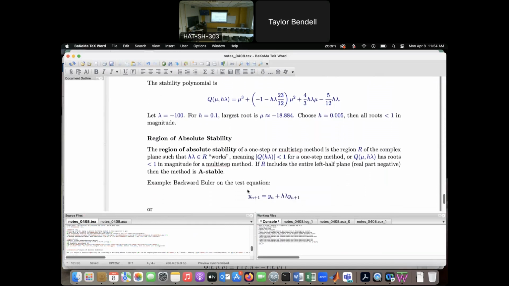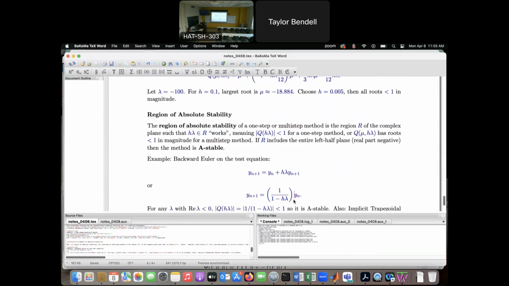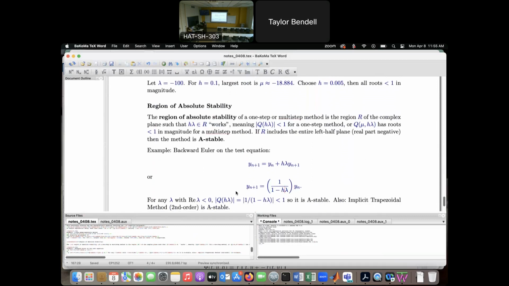So for example, backward Euler. If I apply backward Euler to the test equation, then y_{n+1} is equal to y_n times this factor right here. Now, if the real part of lambda is negative, then this denominator is going to have a real part that is strictly greater than 1. So this factor in parentheses is going to be less than 1 in absolute value always. So backward Euler is A-stable. The implicit trapezoidal method, which is a second order method, is also A-stable.